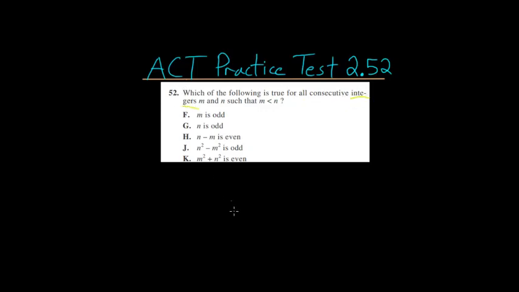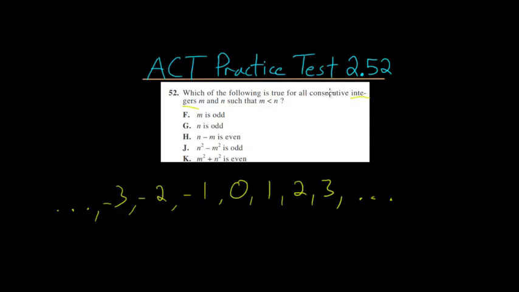So integers are essentially whole numbers, and integers also include 0 and the negative numbers. So we can say 0, 1, 2, 3, and so on. These are all integers, but also -1, -2, -3, and so on in that direction. These are all integers as well. So you can think of an integer as simply just a whole number.